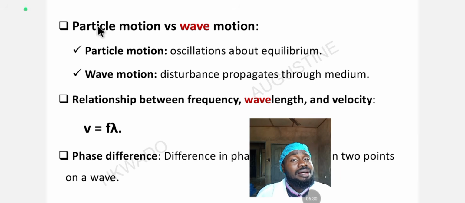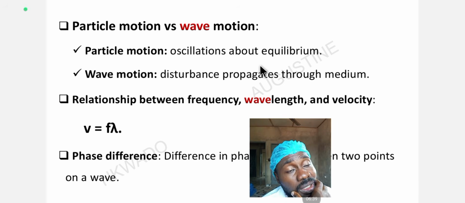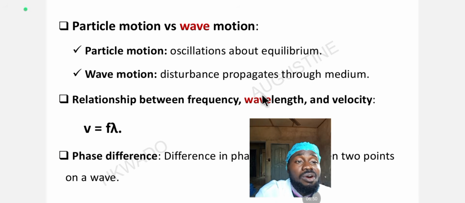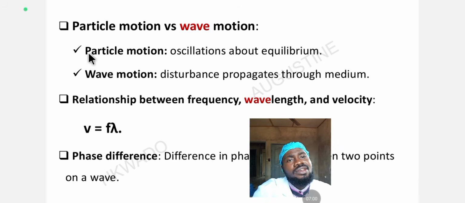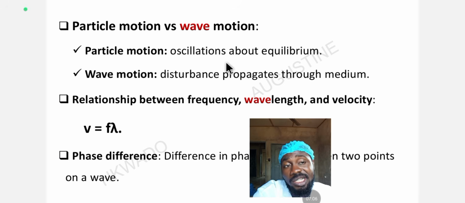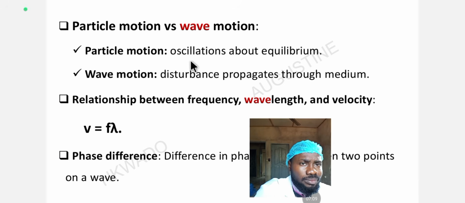Now let's look at particle motion versus wave motion. Remember that there's this scientist called Heisenberg. He made a postulation years back that waves behave like particles and particles behave like wave. That's the postulation of Heisenberg, the uncertainty principle. So that tells you that wave and particle have some similarities. So let's look at the difference between particle motion and wave motion. They have similarities, but they are not exactly the same. So the particle motion, the kind of motion exhibited by particles, is oscillation about equilibrium.